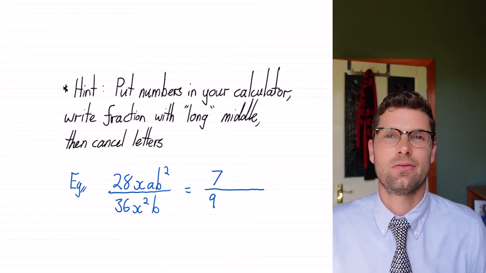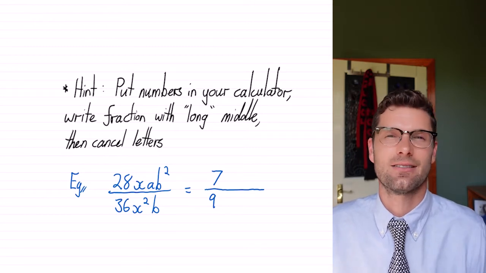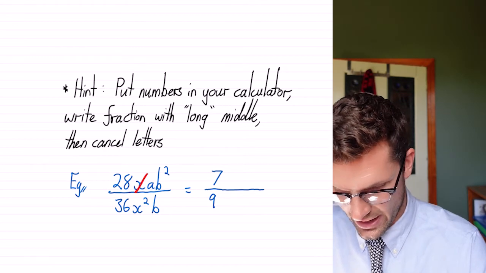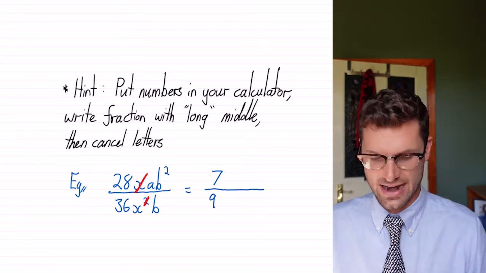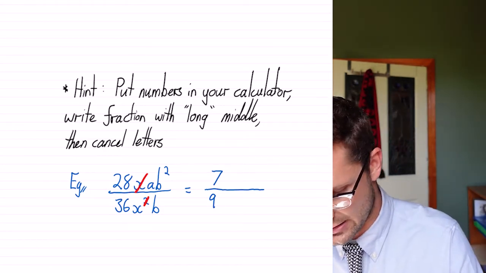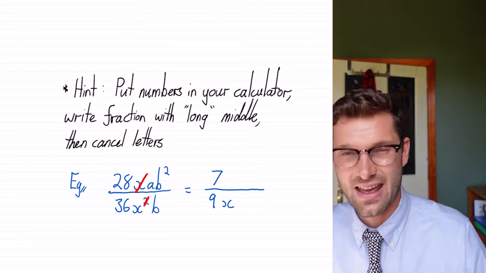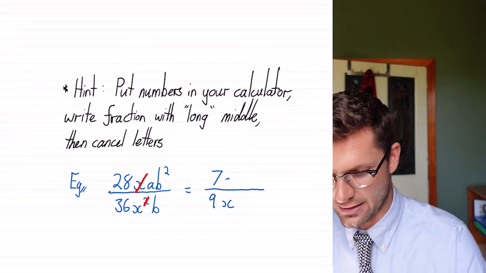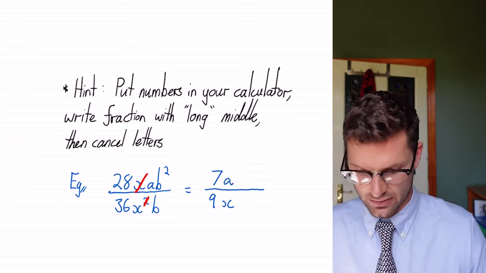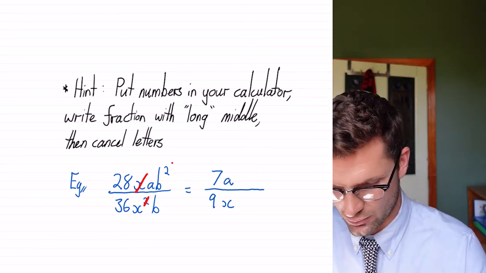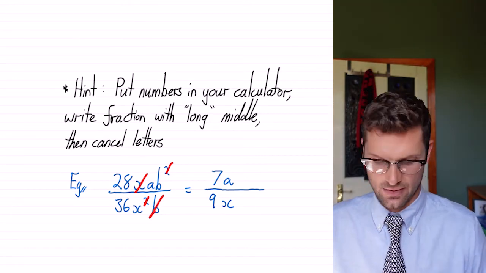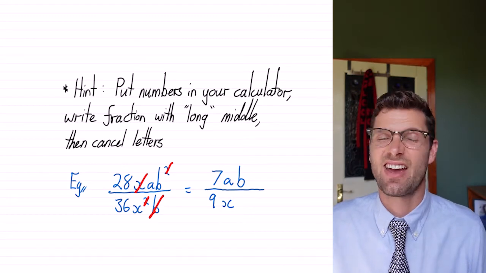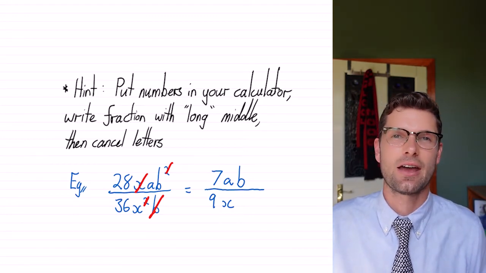So once I do the numbers, I can just get to cancelling like I have before. So this first x battles one of the x's down the bottom, and there's an x left over. So we've got an x down the bottom by itself. There's an a up the top there and no a at the bottom, so that means the a remains at the top. Then one of these two b's gets rid of one of those b's, and there is a b left up there as well. That's my final answer, and I don't have to do anything else, okay?